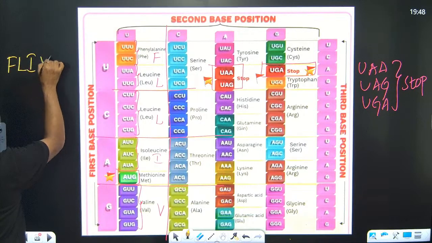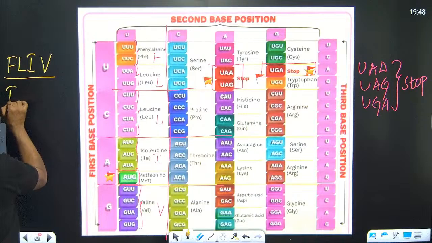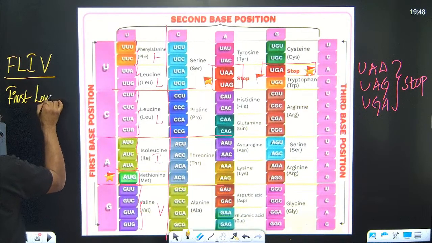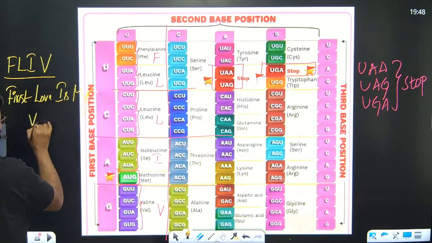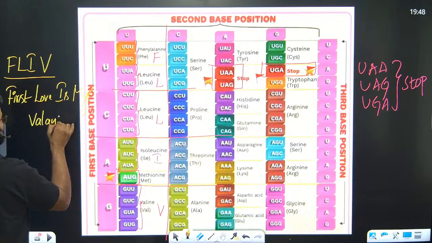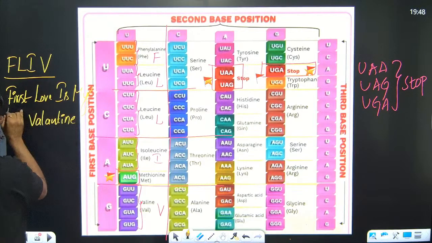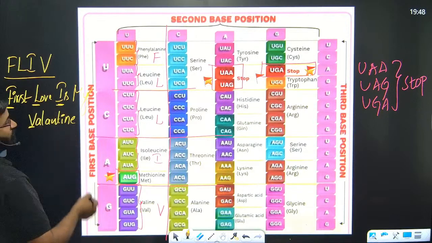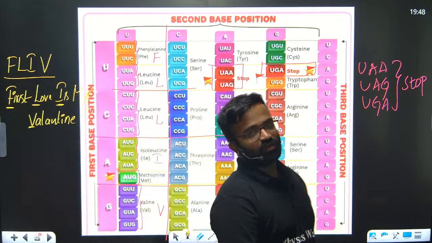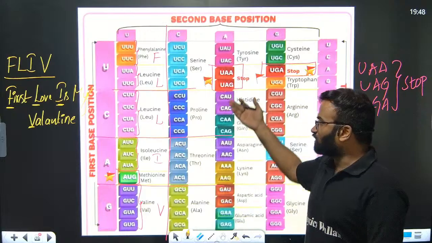So how can we remember this? This is how you can remember: first, love is my Valentine. It's a fun way to remember. If you remember like this, you can develop your own mnemonic.